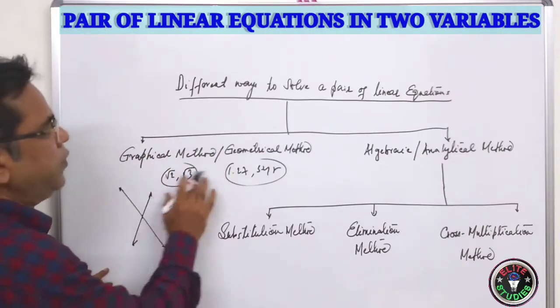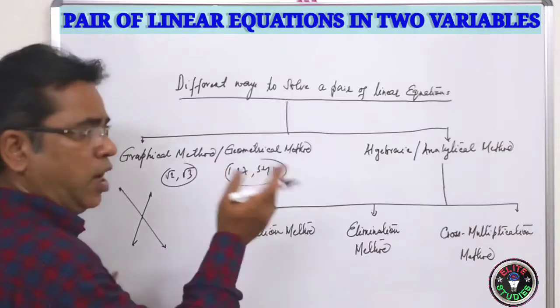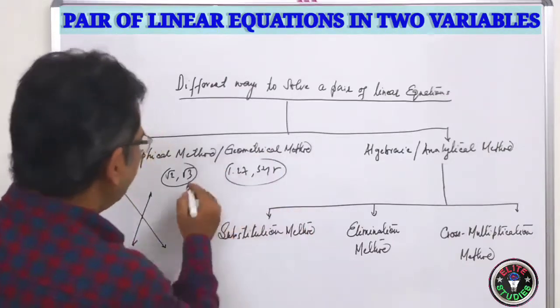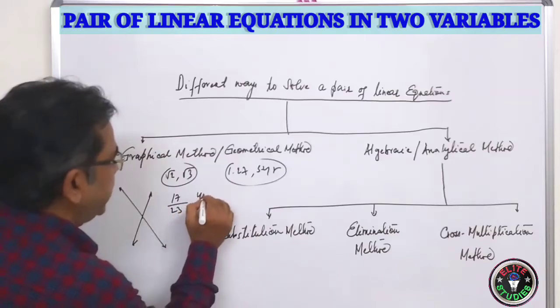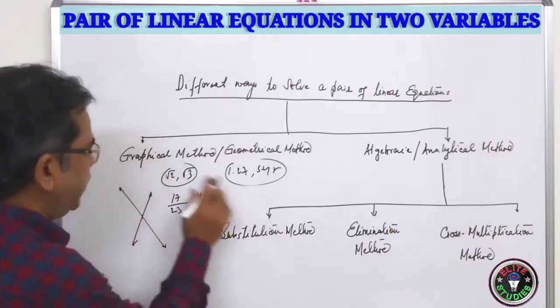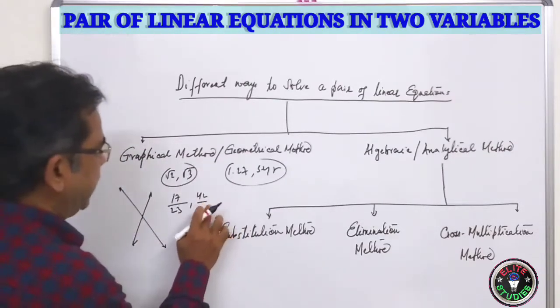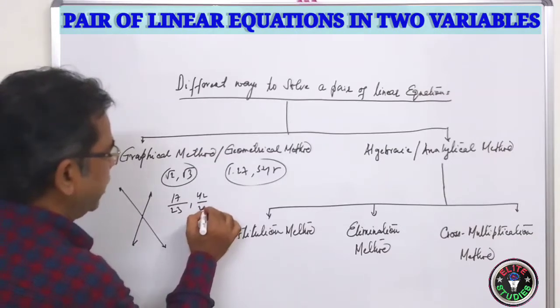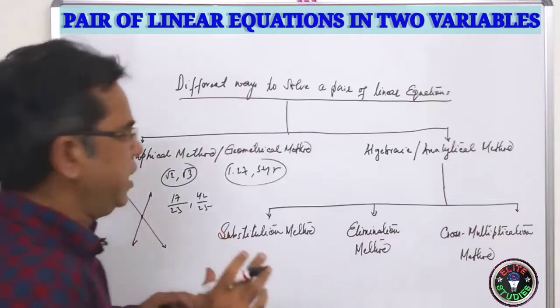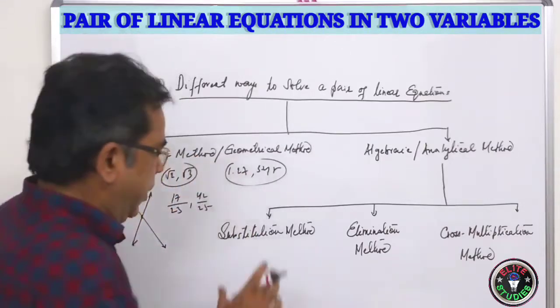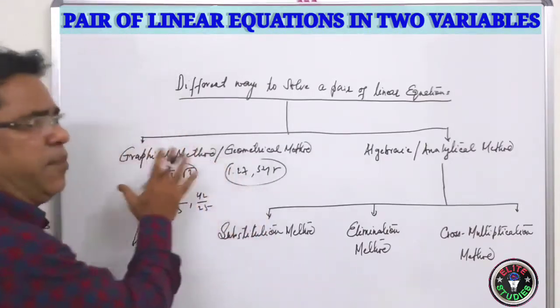The main difficulty in this graphical method is this. If the solutions are not integers, or if they are, suppose, 17 by 23 and 42 by 22, if the solutions are like this, then we will be unable to find the point of intersection precisely with the help of the graphical method. And moreover, it is also time consuming.